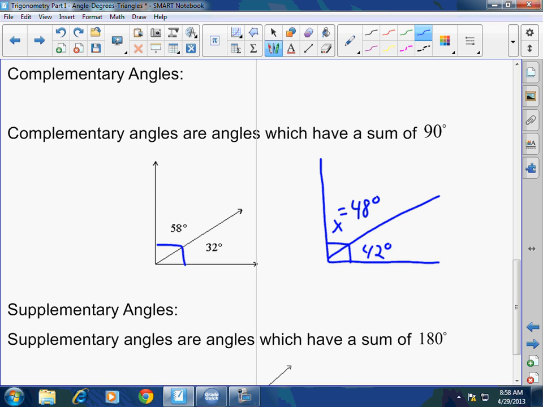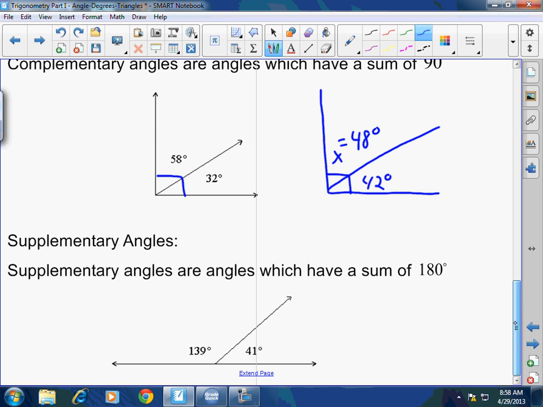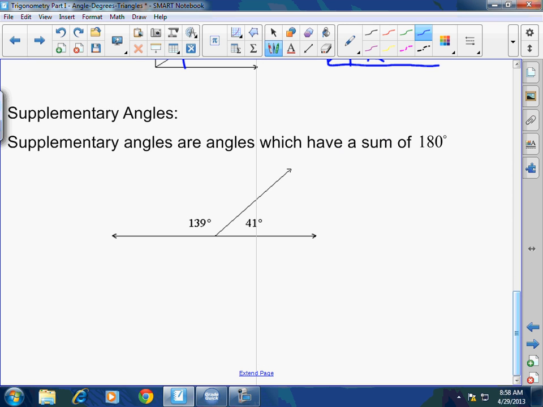Okay? Supplementary angles are angles that add up, have a sum of 180. Supplementary angles are angles that form straight lines or straight angles. 139 plus 41, that's going to be supplementary because 139 plus 41 equals 180 degrees. I can do something similar as well. I can say, okay, that's 80 degrees. Find angle x. It's going to be 100 degrees.